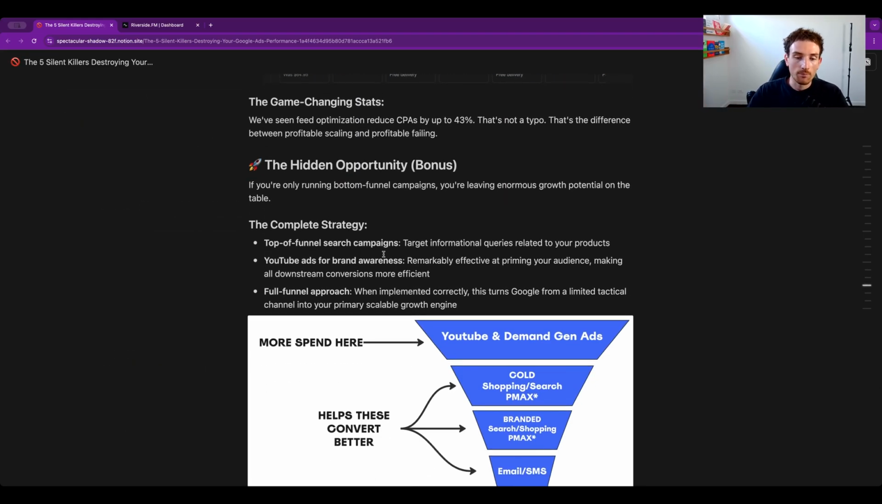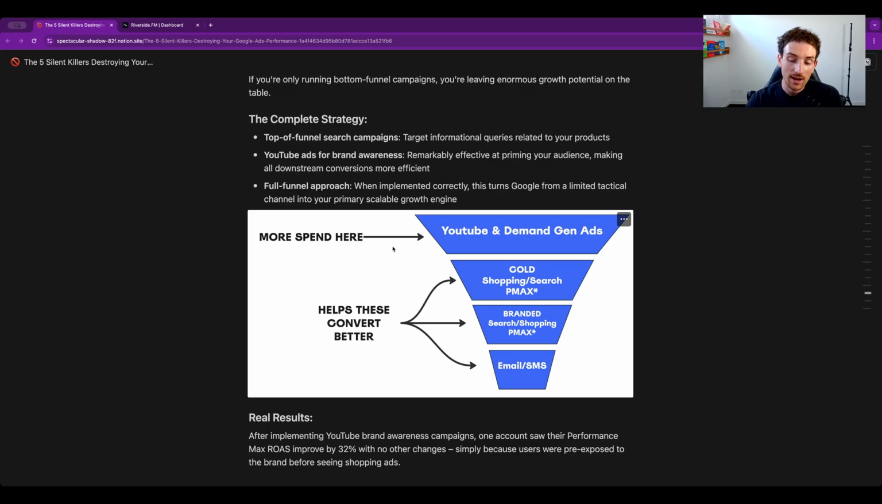Now, the hidden opportunity here, I'm just going to briefly talk about spending more top of funnel, because I see this in probably 70% of accounts that we look at. This is relevant if you're spending considerably on Meta and you have a high amount of creative volume or good creatives on Meta. You can start spending on the exact same creatives for YouTube and demand gen ads, both static and video creatives. Typically, you won't see the direct attribution on those campaigns, but your bottom of funnel or middle of funnel campaigns like shopping, search and performance max will start to convert a hell of a lot better because you're bringing more people down the funnel.